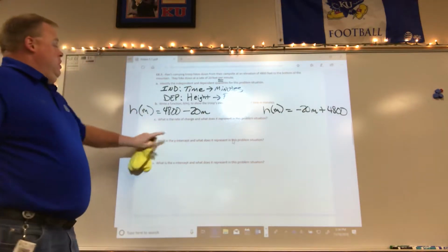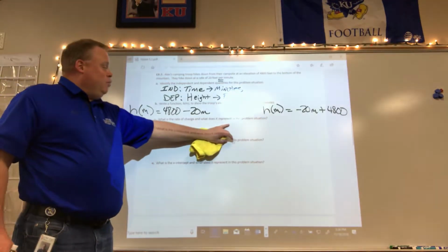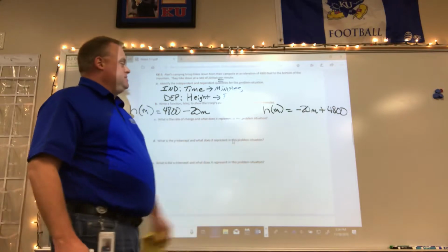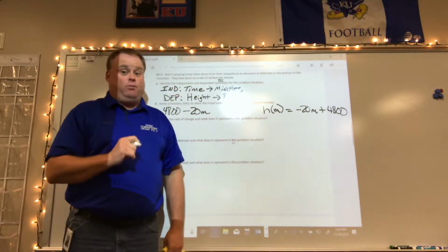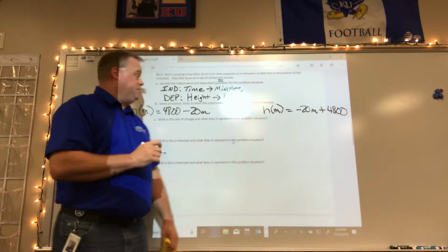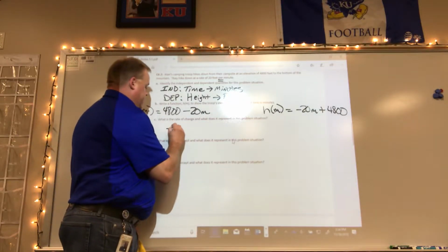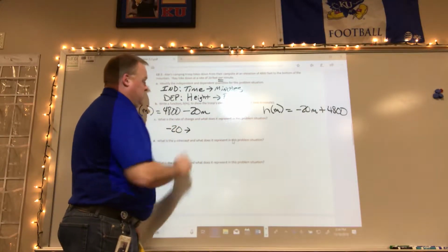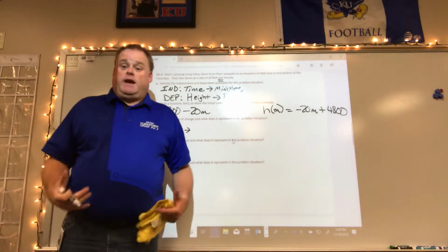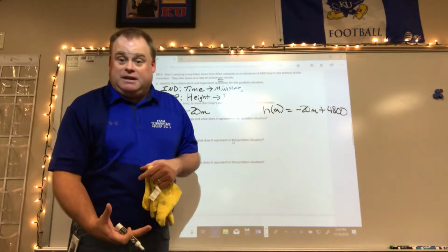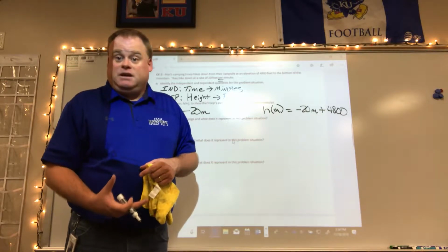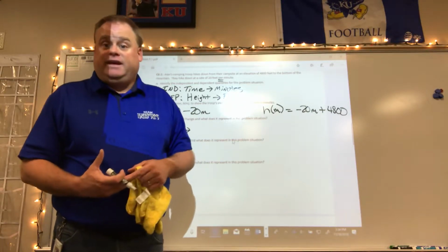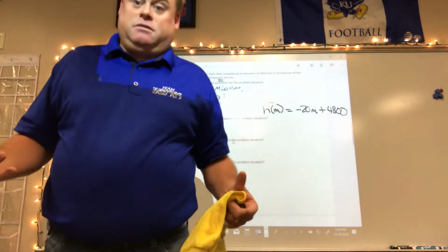What is the rate of change and what does it represent in this problem situation? Well, remember, rate of change is slope. In this case, it happens to be negative 20. And what does it represent? The rate at which they are descending, going down per minute, the feet per minute. It's their descent rate.